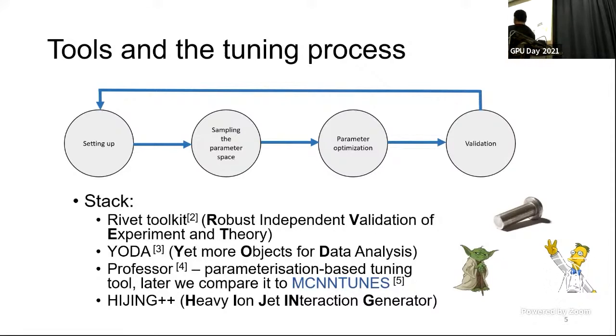And there's also the Rivet toolkit that we're using. It's a set of experimental data analyses, and it's another tool that we just pipe our HIJING output into, and we can get some nice YODA files, which are the core of the Rivet toolkit. It's basically a better histogramming tool, and of course we're using HIJING++ to run the simulations.